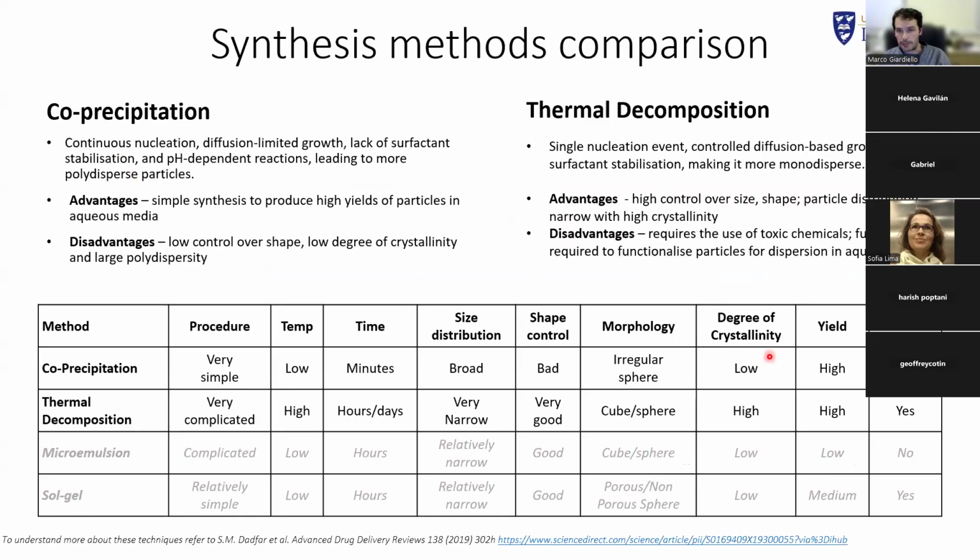This is just a little bit of a summary slide for anybody who wanted to see what the difference between them are. But basically, the advantage of co-precipitation is it's very, very simple. It's why industry tends to use co-precipitation more to make different particles. But the disadvantage is low control over shape and crystallinity. Thermal decomposition is the exact opposite. You've got high control over everything, but you have lots of toxic chemicals, like I was mentioning.